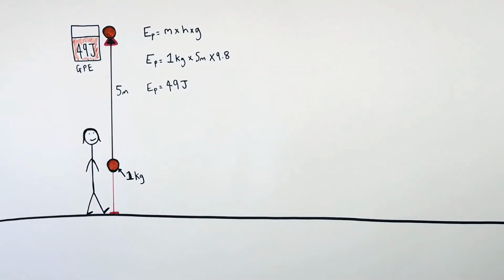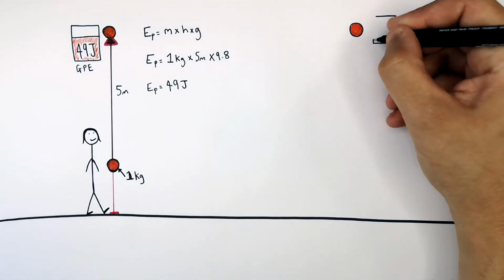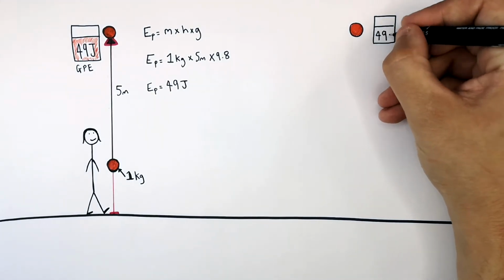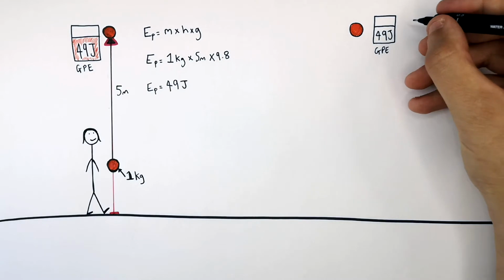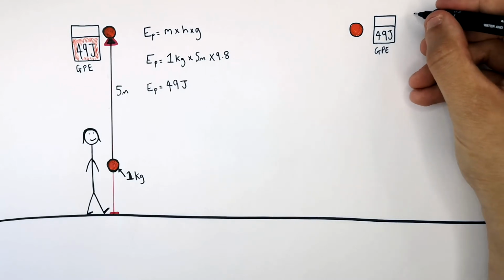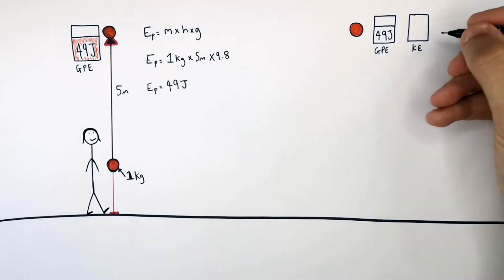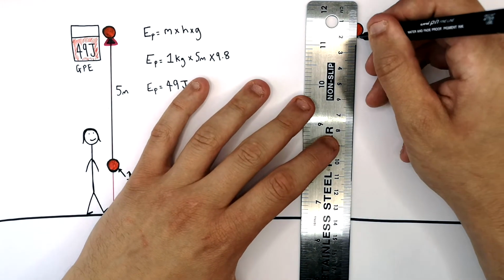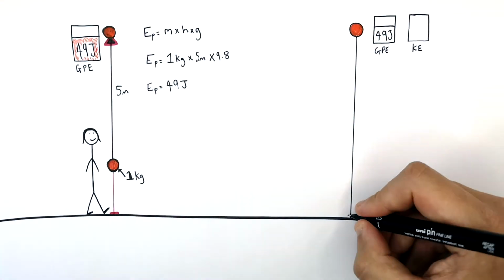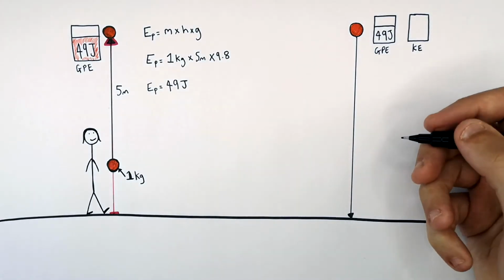So at the maximum height the ball reaches, which is 5 meters, it's going to be stationary. There is 49 joules stored in the gravitational potential energy store of the ball, 5 meters above the ground. So there'll be zero energy in the kinetic energy store of the ball. Let's now imagine that the ball falls with zero air resistance acting on the ball.